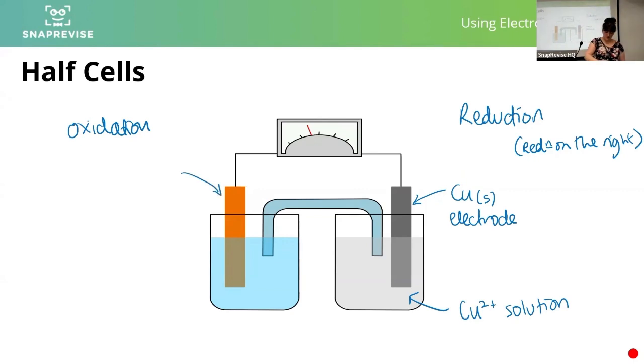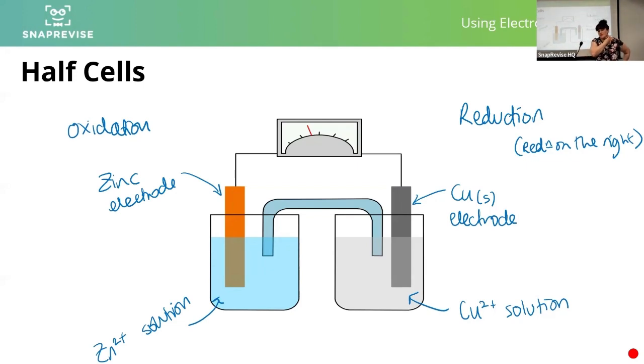And therefore, on the left, this must be my zinc electrode. Zinc electrode. And this must be my zinc solution. Oh, I didn't give it a charge, sorry. And again, it would be Zn2+, so zinc 2+ solution.